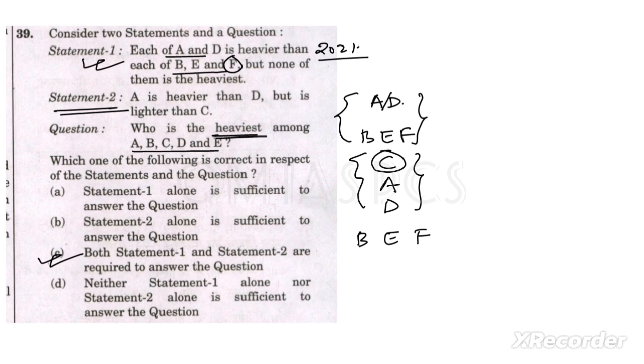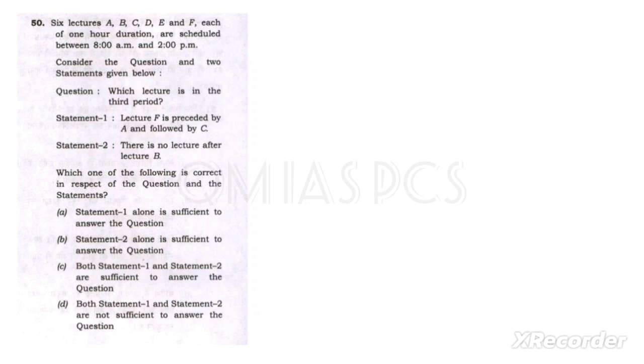So next question is, so this question is from UPSC 2022. Okay, same pattern. The question is given, two statements are given. Okay, so we have to follow this. There are 6 lectures A, B, C, D, E, F, each of 1 hour duration, scheduled between 8 a.m. and 2 p.m. Okay, we have to arrange that. So the question is, which lecture is in the third period? Got it? Which lecture is in the third period?